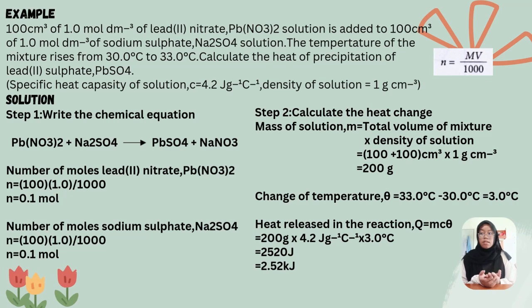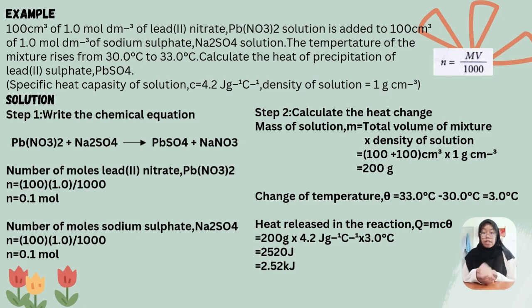Next, we must find the number of moles of lead nitrate using the formula n equals MV over 1000. M is the molarity of the solution while V is the volume of the solution. From the question, we know that the molarity of lead nitrate is 1.0 mol dm^-3 and the volume of lead nitrate is 100 cm^3. So we just insert the numbers into the formula and get n equals 0.1 mol. It's the same with the sodium sulfate. We got the same answer, which is n equals 0.1 mol.